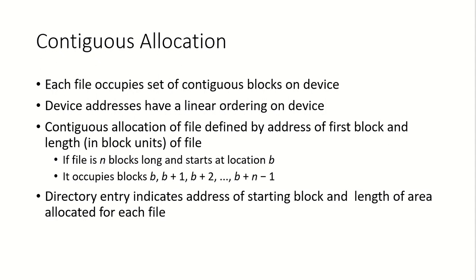So in contiguous allocation, each file will occupy a set of contiguous blocks on the device. Contiguous blocks means one after the other. Now we know that the device addresses have a linear ordering on the device. So the contiguous allocation of a file is defined by the address of the first block and the length of the file, and this length of the file is also defined in terms of block units.